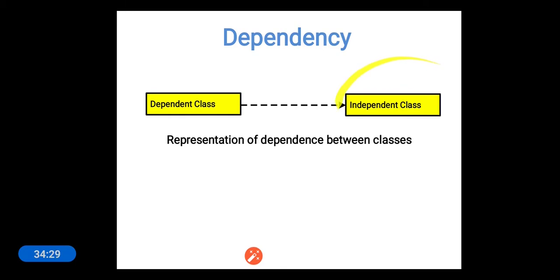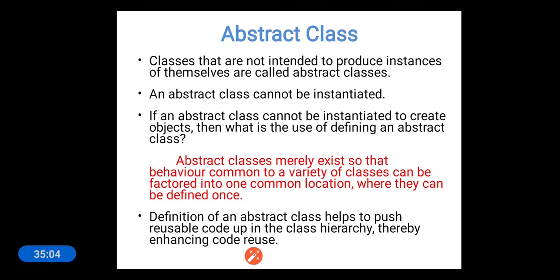Okay, suppose this is an independent class. If any changes done in this independent class are reflected in another class, then that other class is called a dependent class. So this dependent class is depending on the independent class. We can represent that dependency just by a dotted line and an arrow which is pointing towards the independent class. Okay, so this is how we represent the dependency. So this is all about the relationships among the classes.